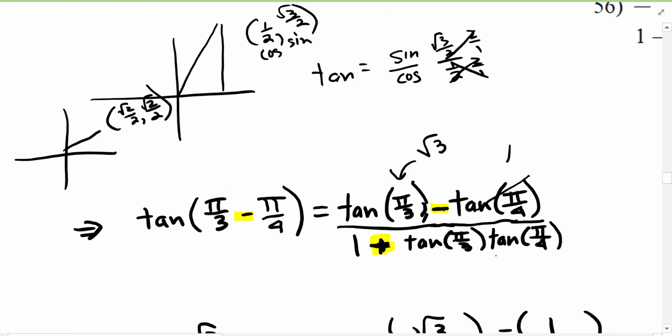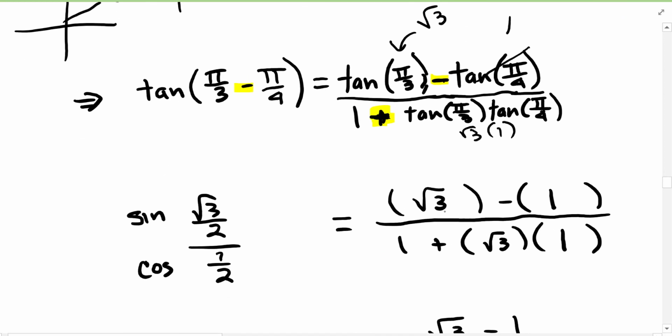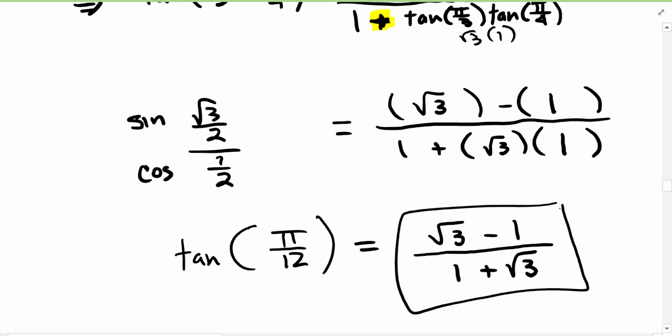And then look at what you do down here. It's just root 3 times 1. So I think I put all of that in. So we have root 3 subtract 1 over 1 plus root 3 times 1. And most of the time, so it would be tangent of pi 12ths, I'm okay if you leave it like this. Some professors would maybe want you to simplify further by multiplying by the conjugate. But for what we're doing right now, I'm okay if you leave it just like that. All right, we're done with the sum difference identities.